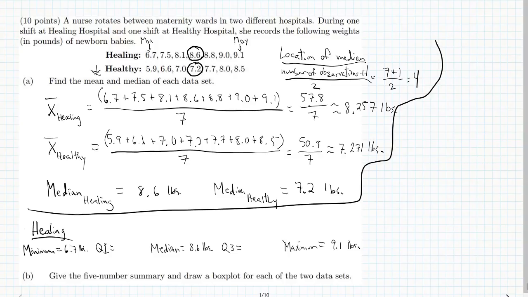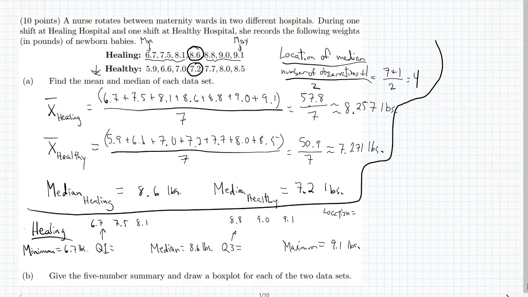Now Q1 and Q3. So here's how we go about doing that. For Q1, we have to write a new list, and that list is formed by numbers to the left of the median. So our list is 6.7, 7.5, and 8.1. For Q3, we're going to write the numbers to the right of the median. So you get 8.8, 9.0, and 9.1.